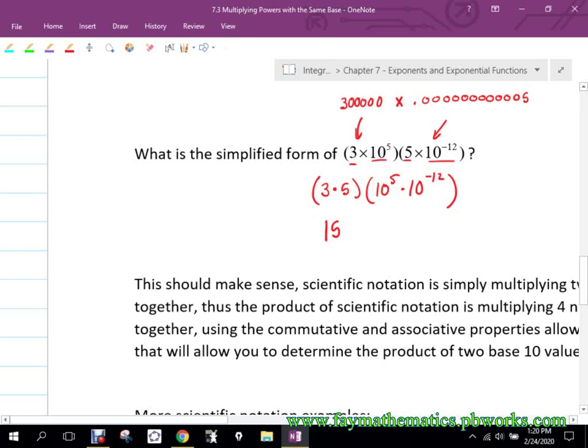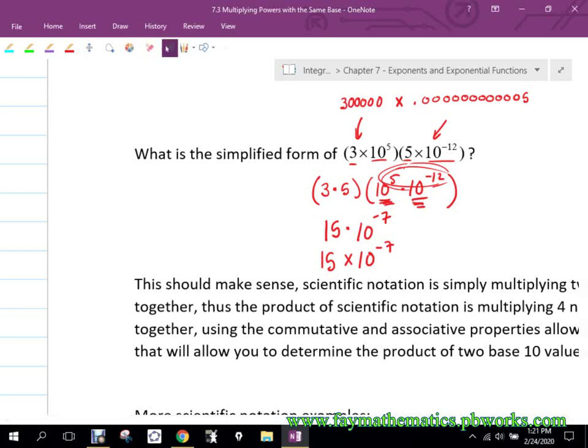Okay. Now, times 10 to the 5th times 10 to the negative 12. Is that base there and that base there the same? So can I write this as times 10 to the... What do we do with those exponents? Add them, so it gives me negative 7. So can I rewrite, if I'm going to go scientific notation, is this 15 times 10 to the negative 7?